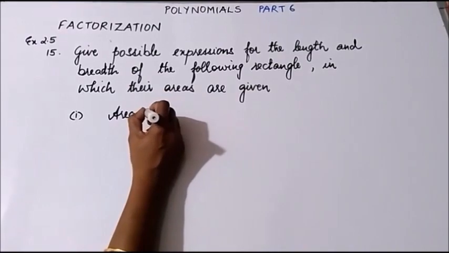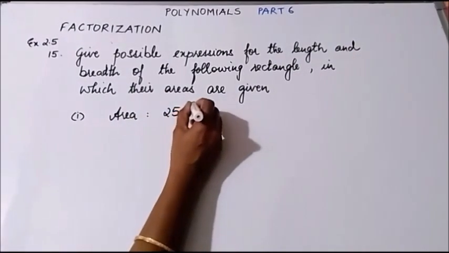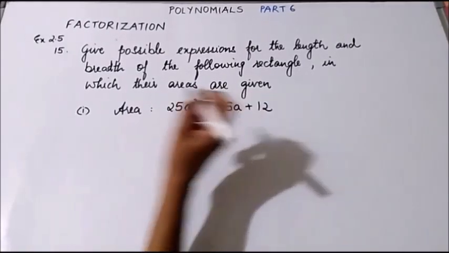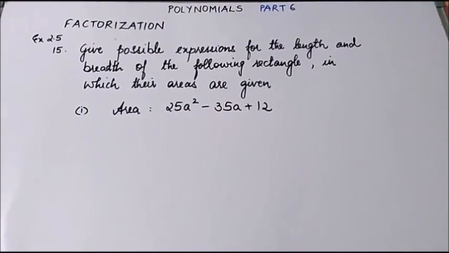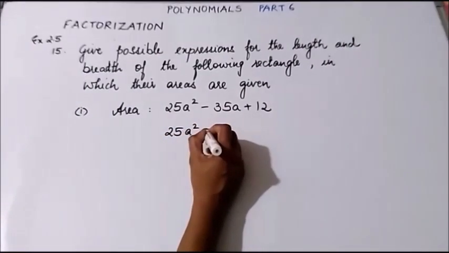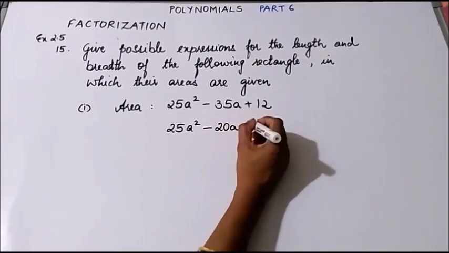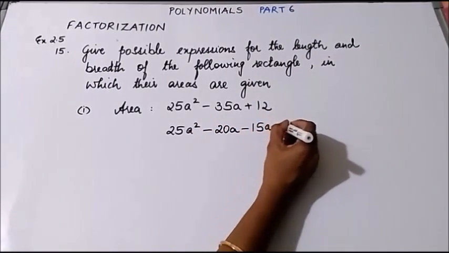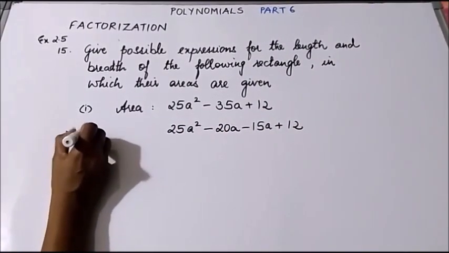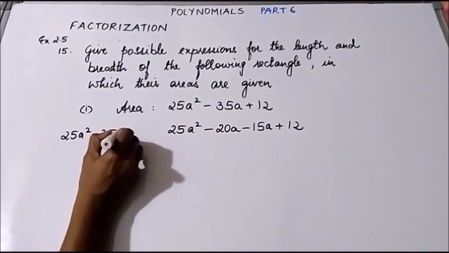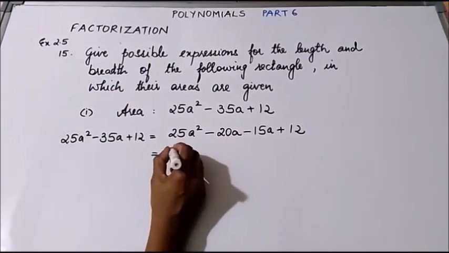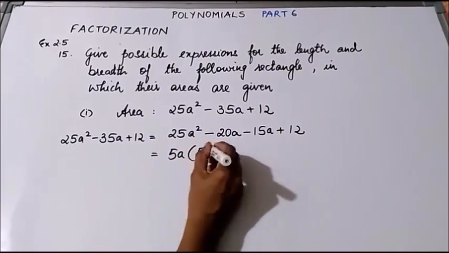Here area is given as 25a square minus 35a plus 12. Now we have to factorize this. We will factorize by splitting the middle term. What we get here? 25a square minus 20a minus 15a plus 12. What's common in the first two terms? 5a is common. You get here 5a minus 4.